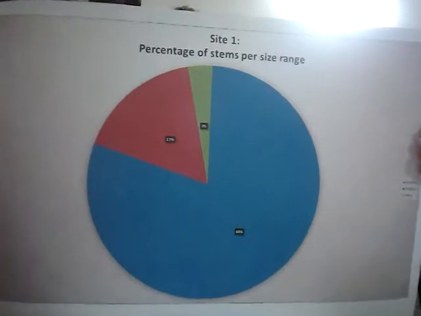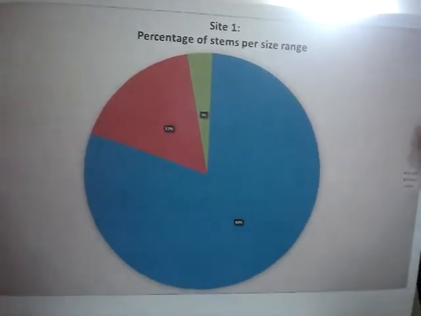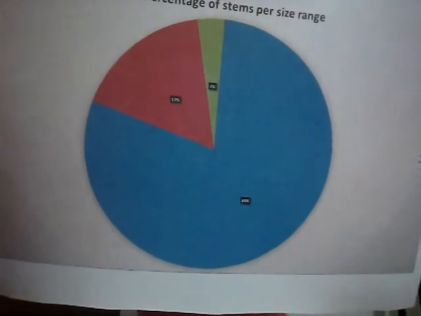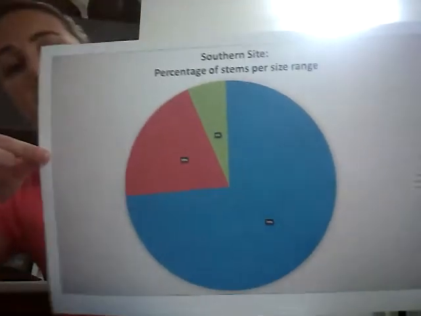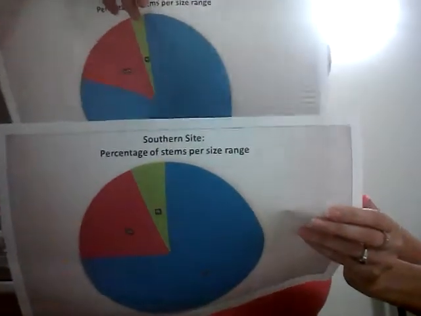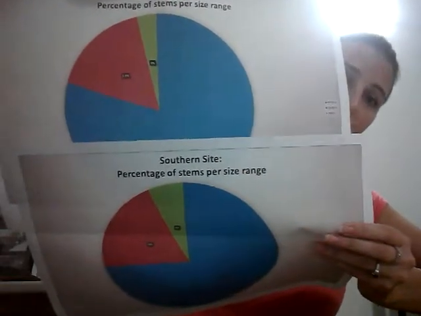Site 1, you can see most of them were within that range of 40 centimetres and above. Compared to the southern side, very similar. Try and show you both as a comparison, probably a little bit tricky there.